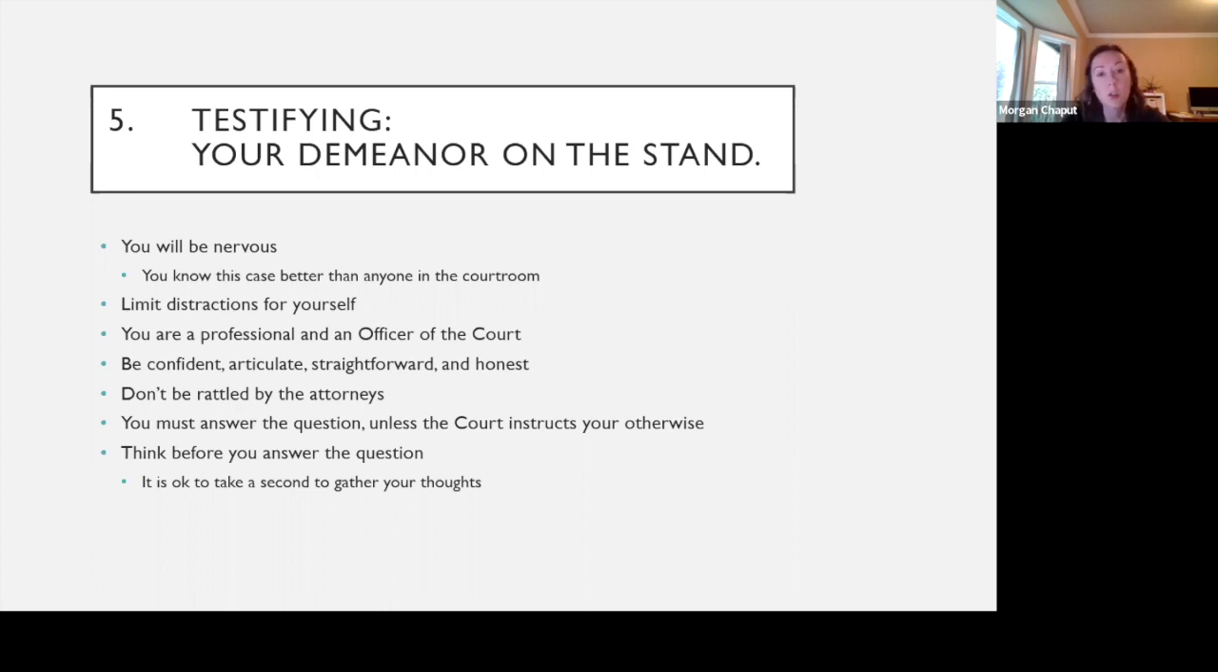Limit distractions for yourself. This probably goes both ways if you're in person or by Zoom. For example, I have certain pens that I can't use when I'm in trial because they click, and I click them. Just a nervous tick. So I have a very specific set of trial pens, because otherwise it's a distraction for me. So make sure that when you're on the stand, you don't have tons of things with you, and you're really paying attention, focusing on what's going on.